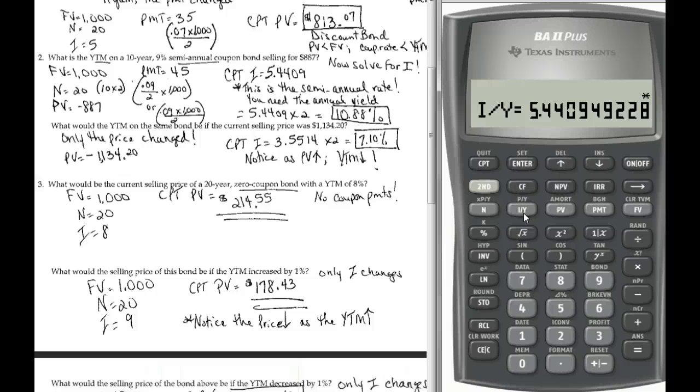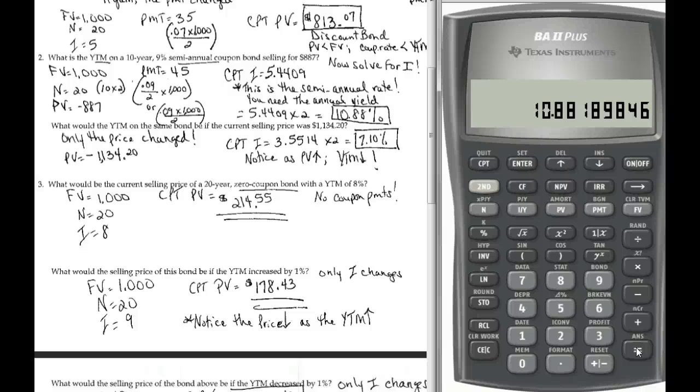This is literally a periodic rate, if you will. You need the annualized yield to maturity, so you multiply it by 2, and you can just do that straight from here in your calculator, and you can round to the second decimal place. 10.88% is the yield to maturity.